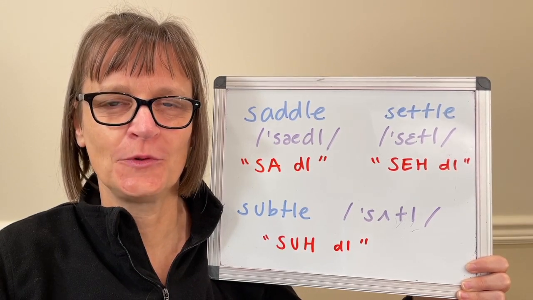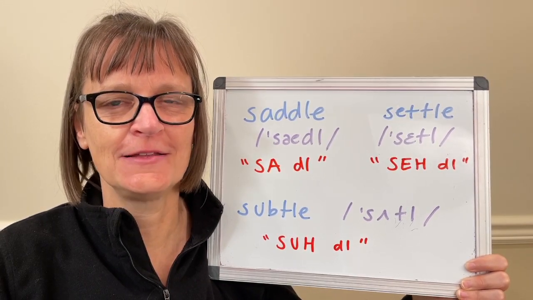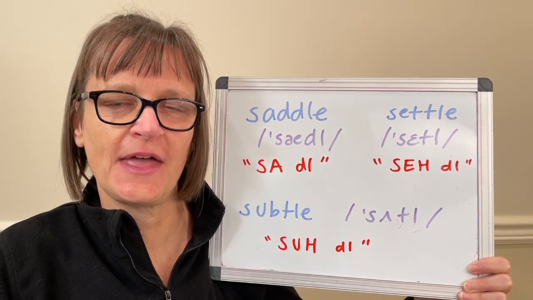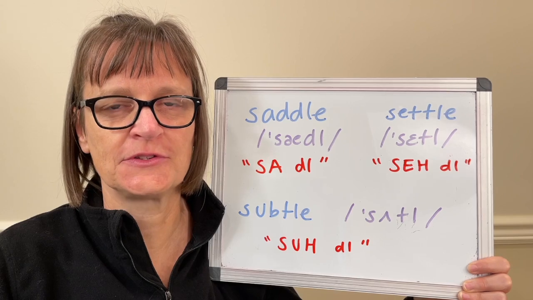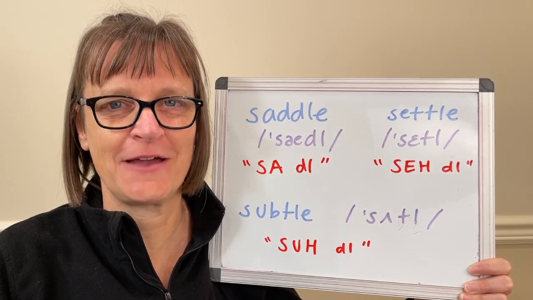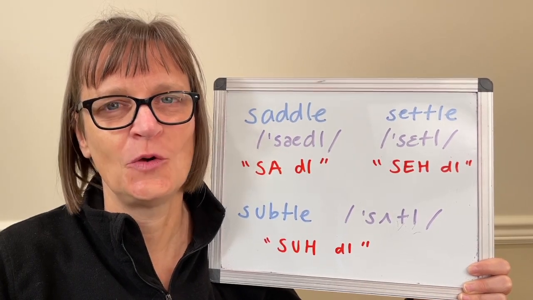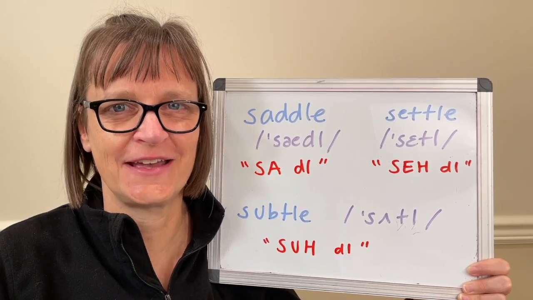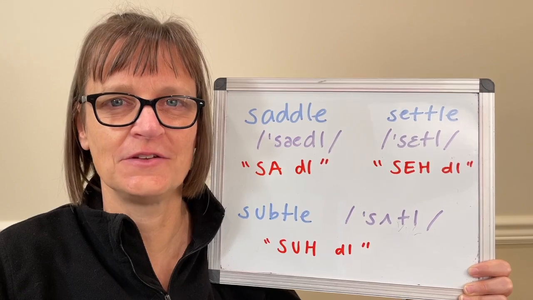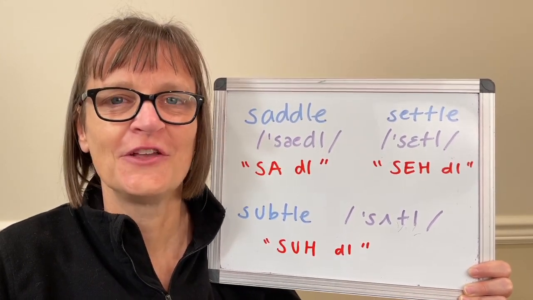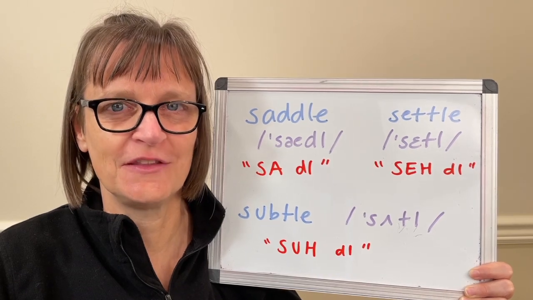In this video, we'll look at how to pronounce saddle, settle, and subtle. So even though we have very different spelling in these words, some have the letter D and some have the letter T, all of these words have the same ending syllable, which is a flap sound and a syllabic L that sounds like dull. Saddle, settle, subtle. So the only difference between these words is in the vowel sound.